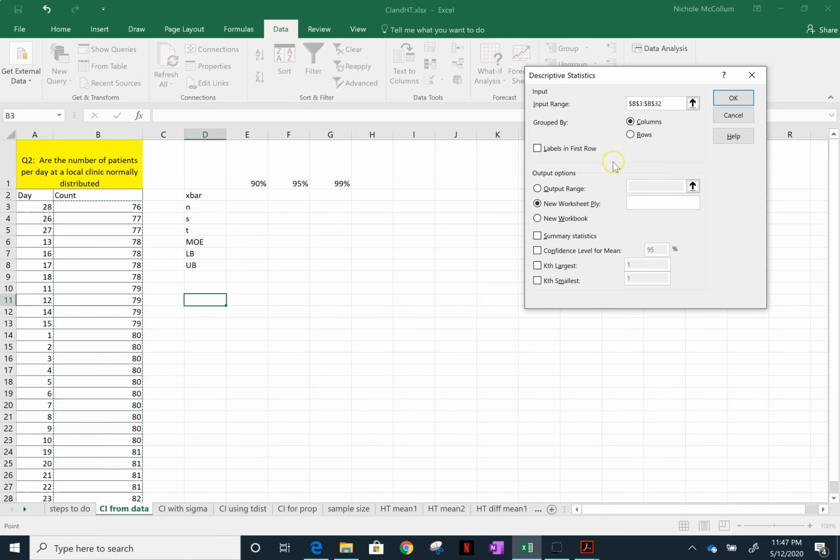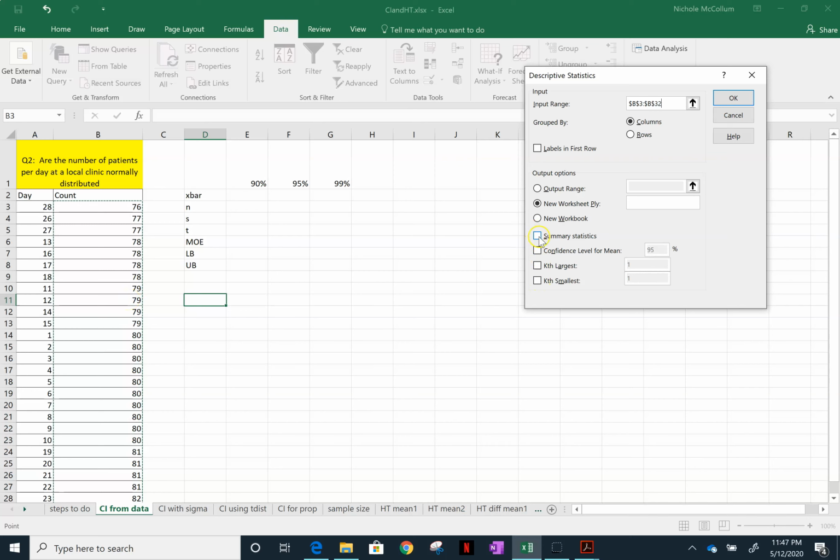Click. Is it grouped by columns? Of course. Do you have labels? I do, but I didn't highlight it. That's why I'm not checking this. I didn't highlight the label. If you did, you would check there. Notice I only have one column of data. This is just kind of a counter for me, which day the patients were on. This is the actual data, how many patients I had on a particular day. This is the data I'm actually caring about.